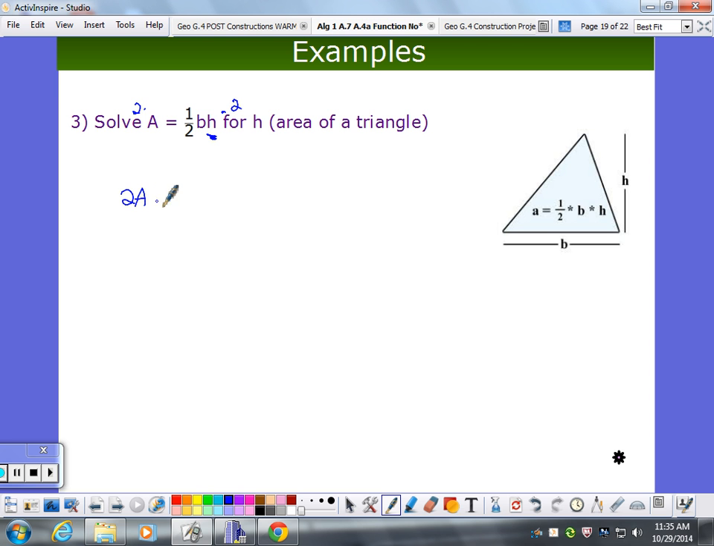So 2a equals, what's 2 times a half? 1. So now I'm just left with bh. Still solving for h. How do I get h by itself now? Divide by b. That's a big one. H equals 2a over b. Look at that. Whoa! Anybody's mind just go, yeah?